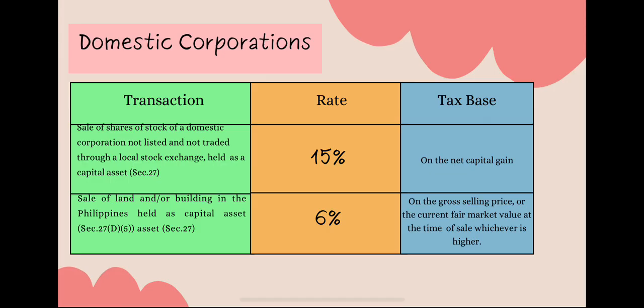Now, let's discuss domestic corporations, and we do have here the transaction, rate, and tax base. So first transaction, sale of shares of stock of a domestic corporation not listed and not traded through a local exchange, held as a capital asset. So here's the tax rate of 15%, and the tax base on it is the net capital gain.